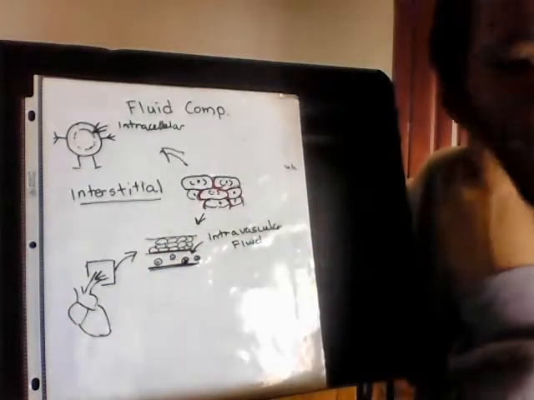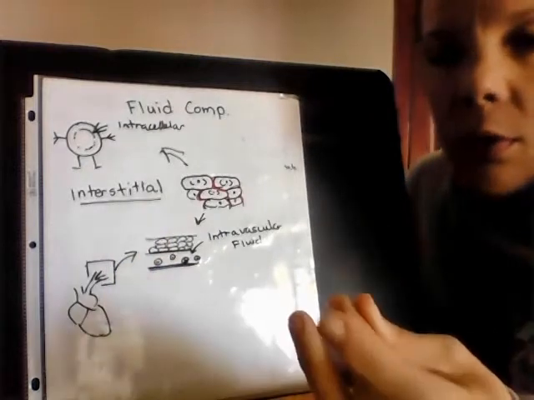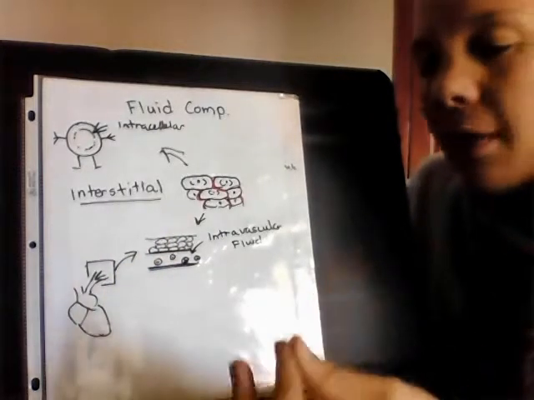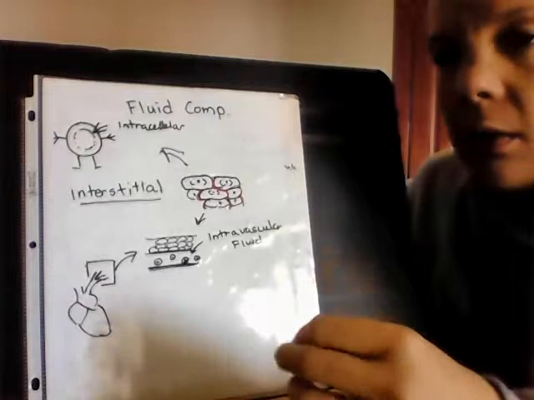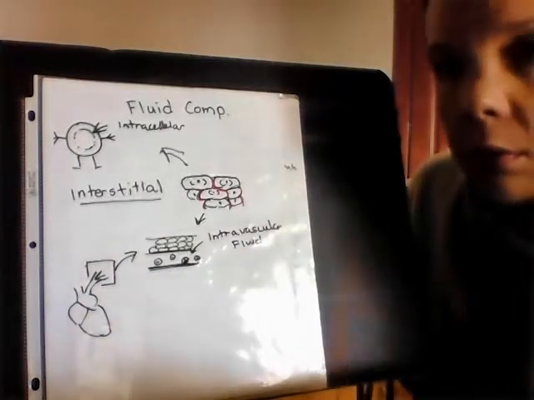You also have transcellular fluid, that is your specialized fluid. You have it in your spinal cord, your brain, things of that nature. So it's specialized compartments of fluid, which is also considered extracellular fluid.